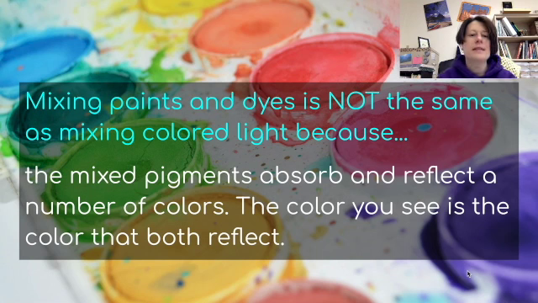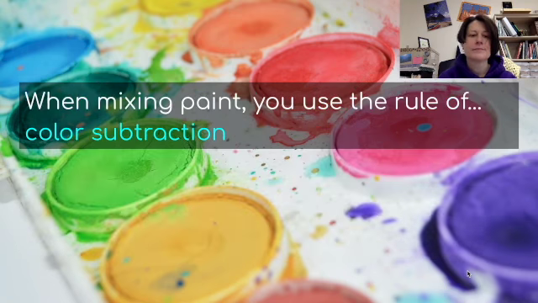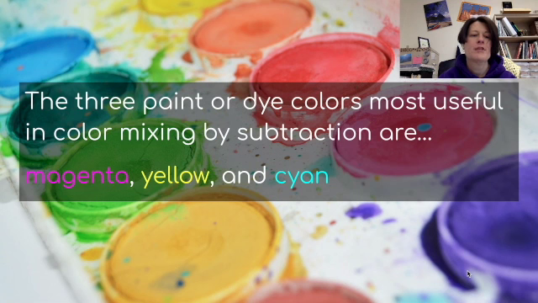Now, mixing paints and dyes is not the same as mixing colored light, because the mixed pigments absorb and reflect a number of colors. The color you see is the color that both reflect, called subtractive color mixing, because the color that's both reflected is what you see. The other colors are basically subtracted out. When mixing paint, you use the rule of color subtraction. And just to review here, the three paint or dye colors most useful in color mixing by subtraction are magenta, yellow, and cyan.